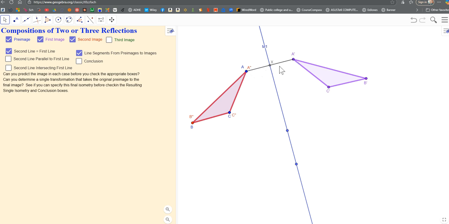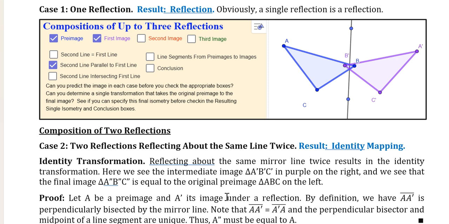Well, it's going to have to come back here because, again, if you take the distance from A to this point perpendicular here and continue the same distance over, you get the same line segment back that you started with. Okay, so that's the first case.